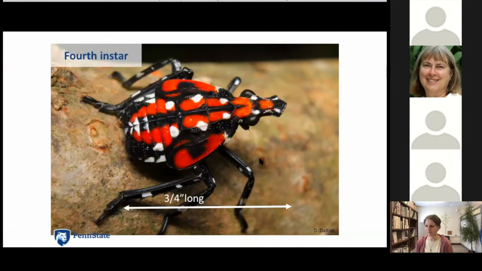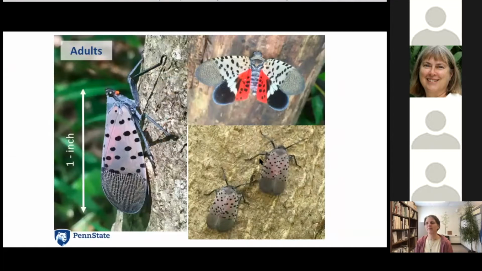Next slide, please. So here are the adults. They're about 1 inch long. It's a big insect when you see them. They're obvious, especially because they're in such large masses. When they fly, you see the red hind wings, but when they're just on the tree, they usually have their wings folded, so you won't see the red quite so distinctly.